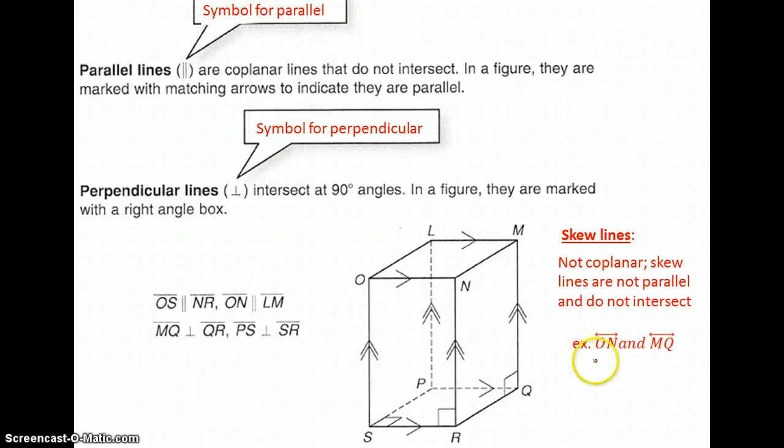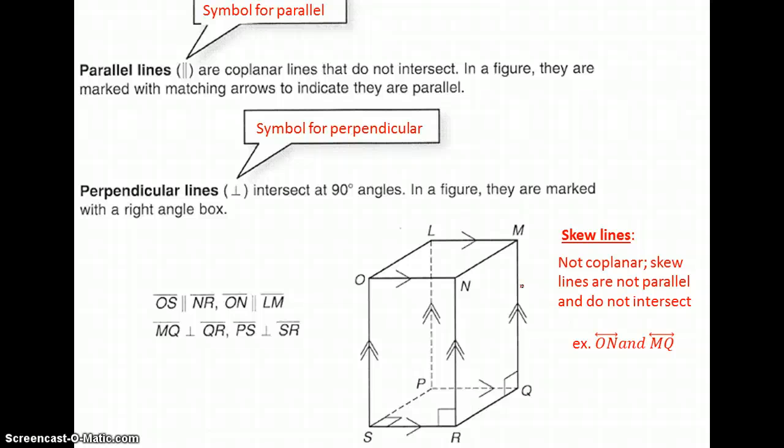If you look at line ON, you'll see line ON here, and we're going to look at also line MQ. So MQ is vertical over here. As you can see, ON is in its own plane, and MQ vertically in a different plane. So again, skew lines: not coplanar, not parallel, and do not intersect.